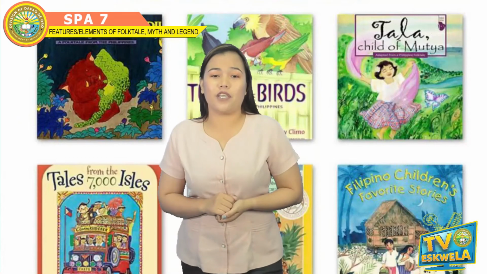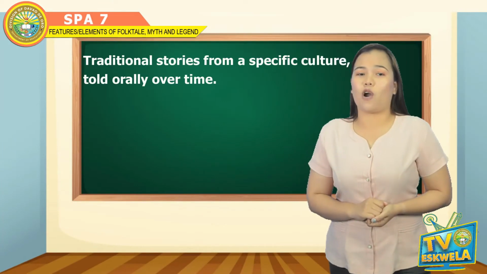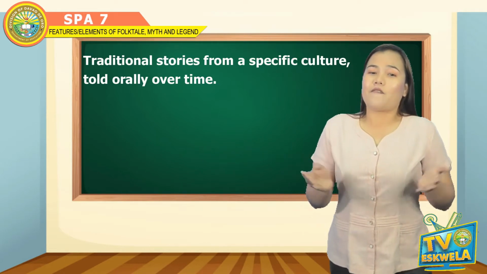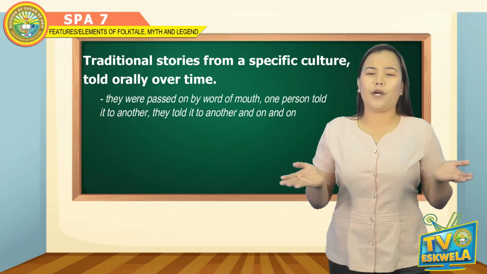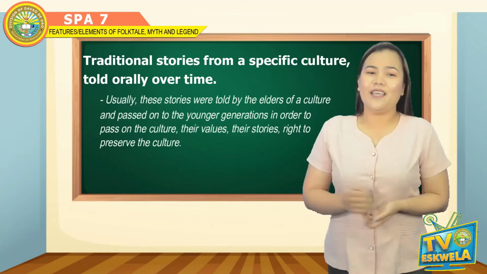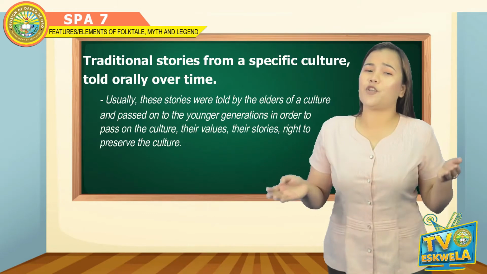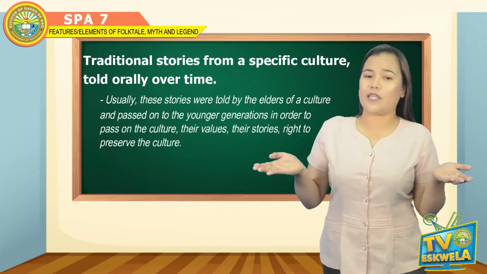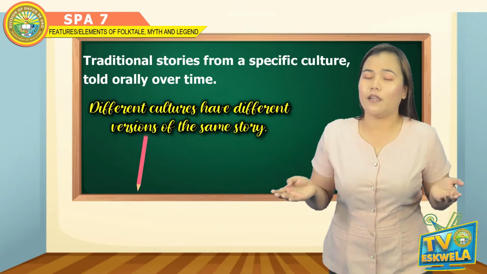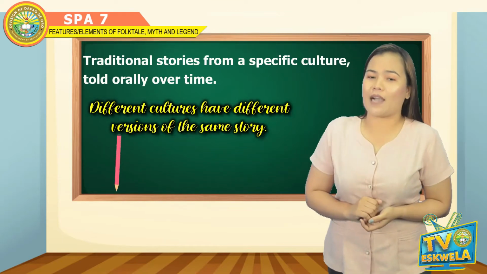Now, I will introduce to you some basic features or elements of folktale. First, traditional stories from a specific culture told orally over time, meaning they were passed on by the word of mouth. One person told it to another, they told it to another, and on and on. Usually, these stories were told by the elders of the culture and passed on to the younger generations in order to pass on the culture, their values, their stories, right to preserve the culture. Different cultures have different versions of the same story. Make sure you have this part underlined in your notes because this is kind of the main characteristic of a folktale.